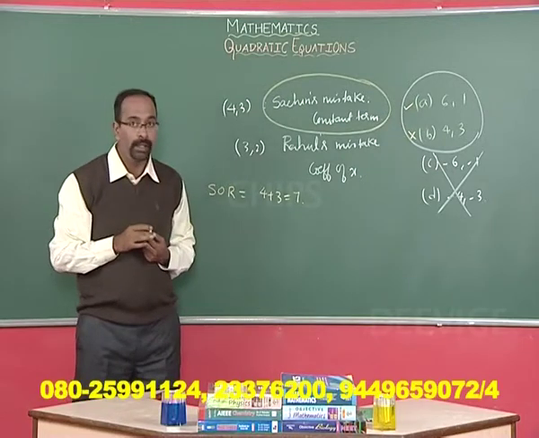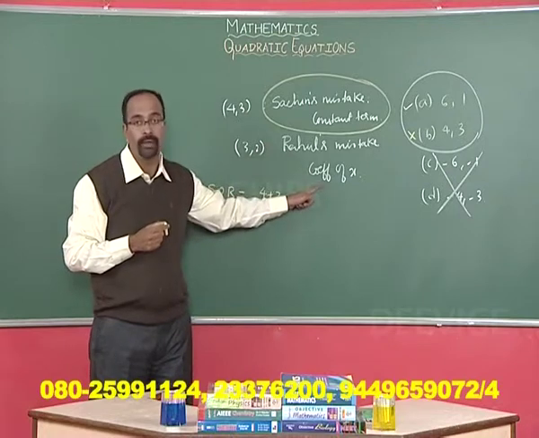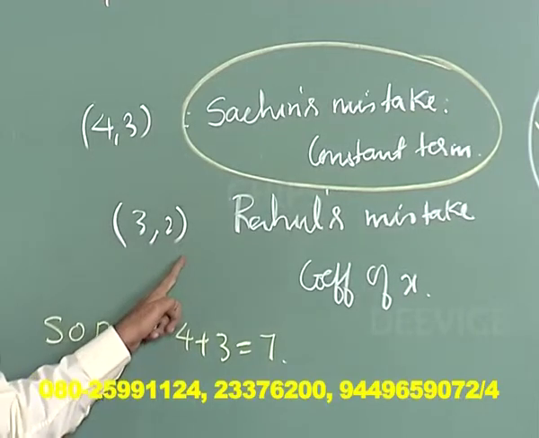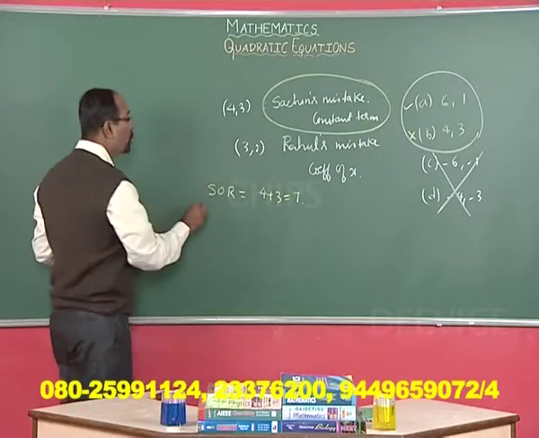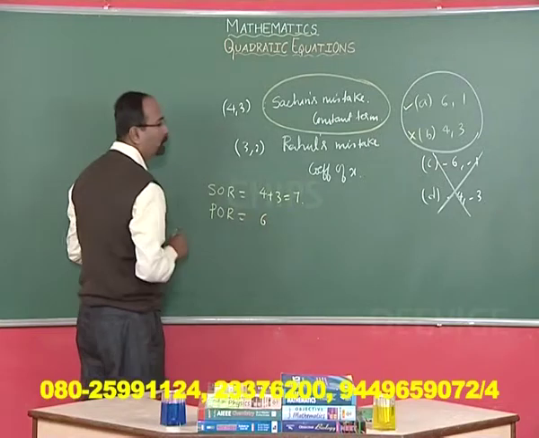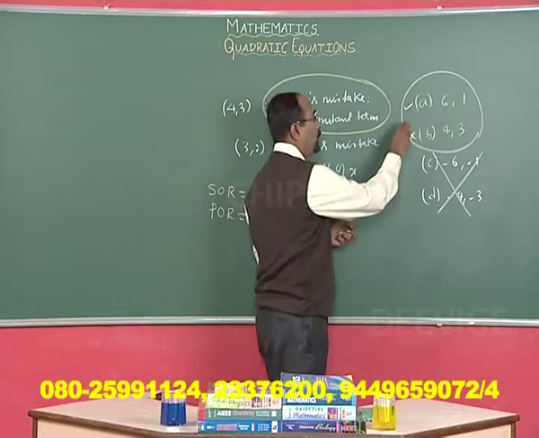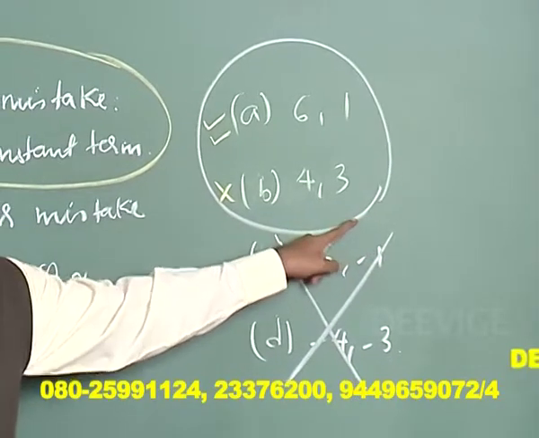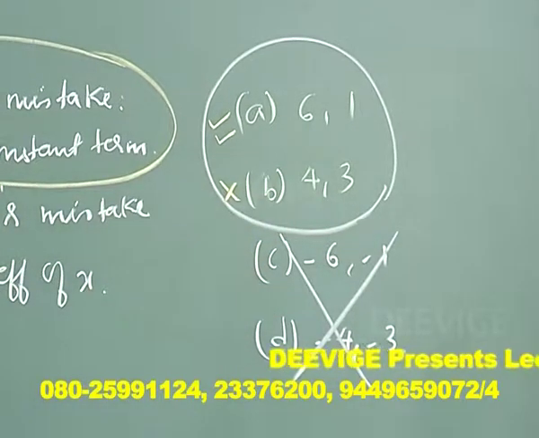But anyway, let us use the other information available here. Rahul's mistake is in the coefficient of x but not in the constant term. That means to say the product of the roots is correct from Rahul's end, whereas the sum of the roots is wrong. What is the product of the roots of the quadratic equation? The product of the roots is given by 3 into 2, 6. Now see here, option A has the product of the roots 6 into 1, 6. That is 100% correct. Option B has 4 into 3, 12. Already we have eliminated that, but still I am saying 4 into 3, 12. 12 is not equal to 6. Therefore, option B is not correct.